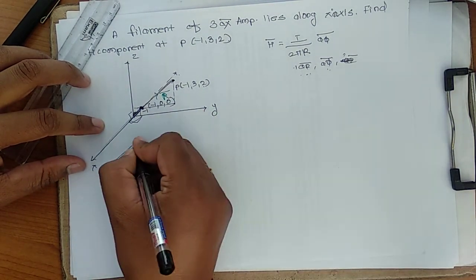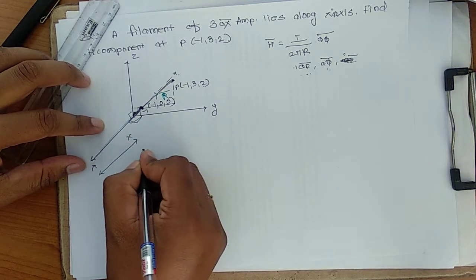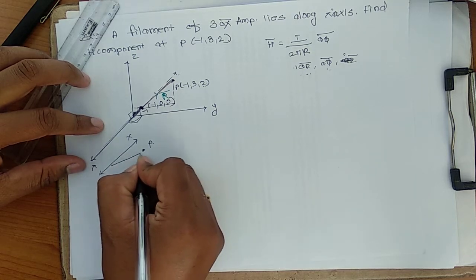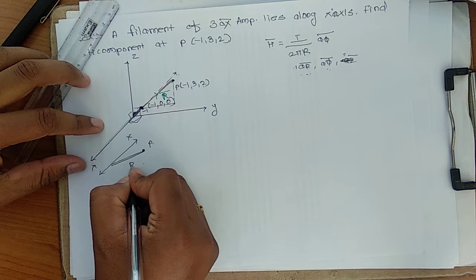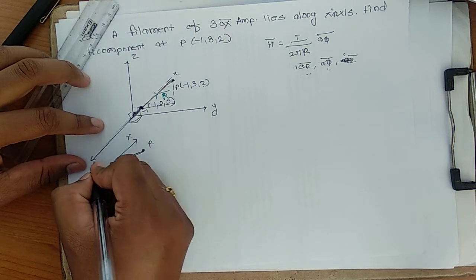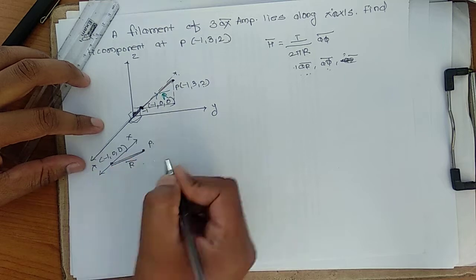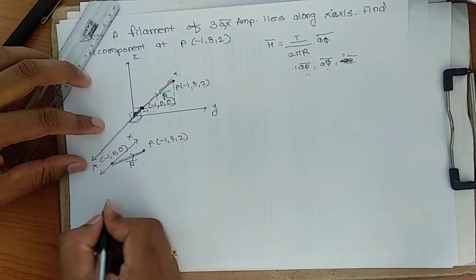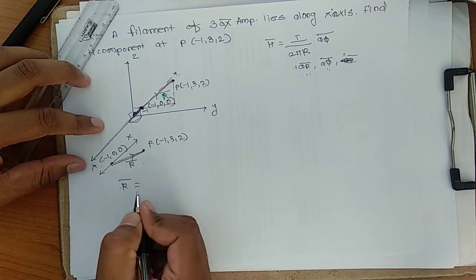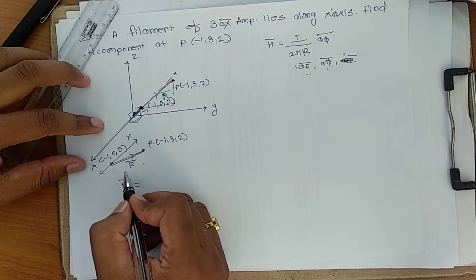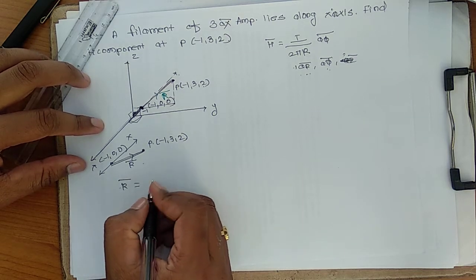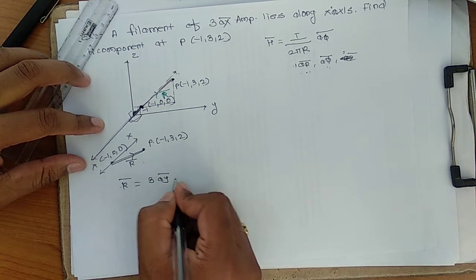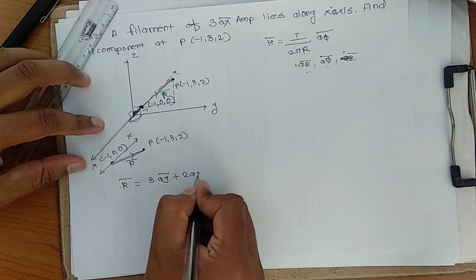So this is the x-axis, this is point P, and we have put the perpendicular and we are calculating r bar. Now this point is (-1, 0, 0) and P is the point (-1, 3, 2). Now it is very easy to calculate r bar. So how to calculate r bar? R bar is equal to final minus initial: minus 1 minus minus 1 plus 1, that is 0, then 3 minus 0, that is 3 ay bar, and plus 2 az bar.